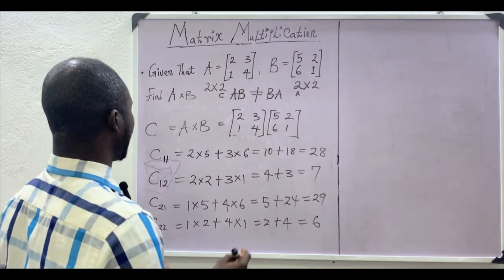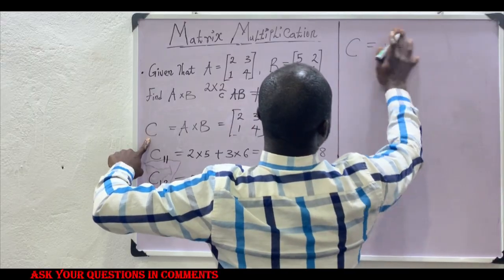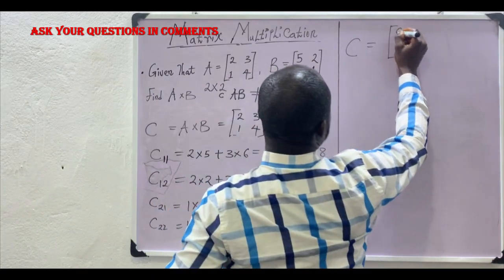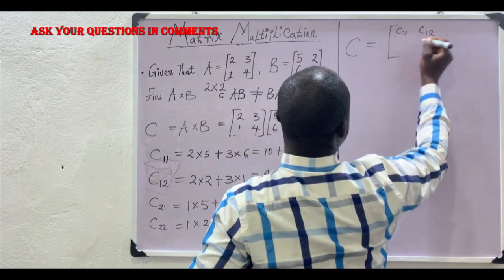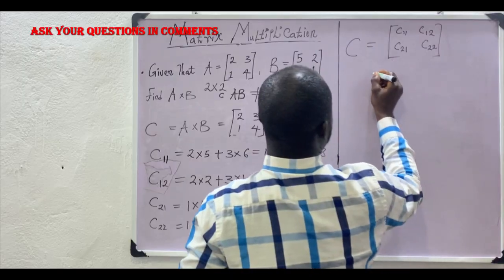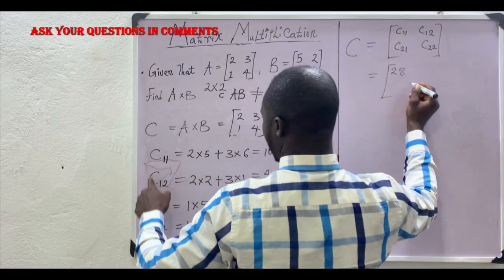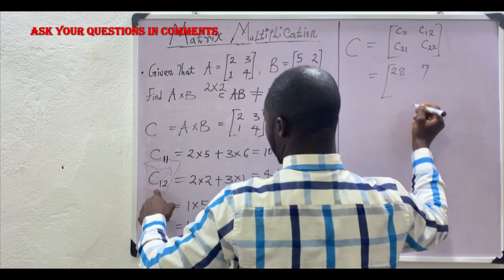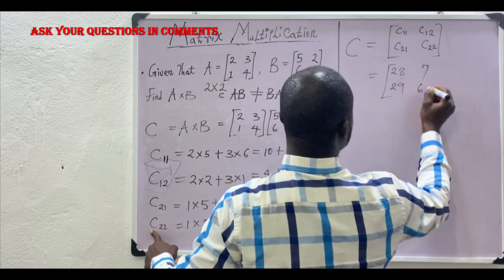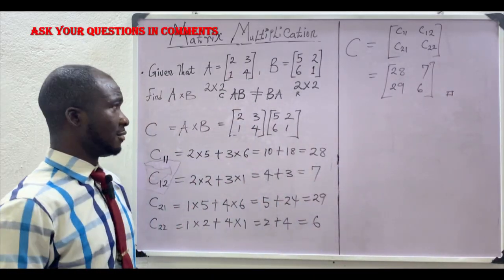So we then have that this matrix C, these are the entries. I will have C11, C12, C21, and finally C22. And exactly, our C11 is 28, our C12 is 7, our C21 is 29, and then our C22 is 6. So this is the product of A and B.